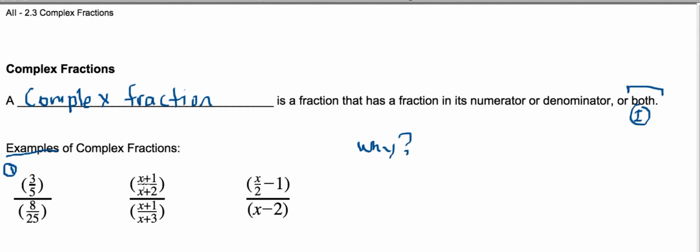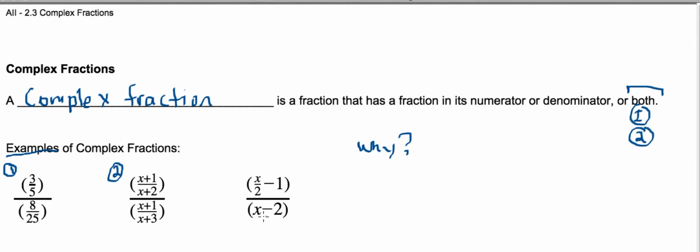Now let's look at number two. Well, x plus 1 divided by x plus 2 is a fraction. We know that from the previous unit. In fact, that's a rational expression, the quotient of two polynomials. And then this is being divided by the quotient of two polynomials. So this is a fraction divided by a fraction. So number two, I say, is also a complex fraction. You say why? And I say, well, it's the same thing as number one. It has a fraction as a numerator and denominator, so therefore it is a complex fraction.